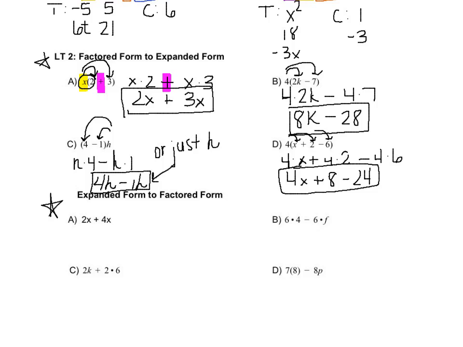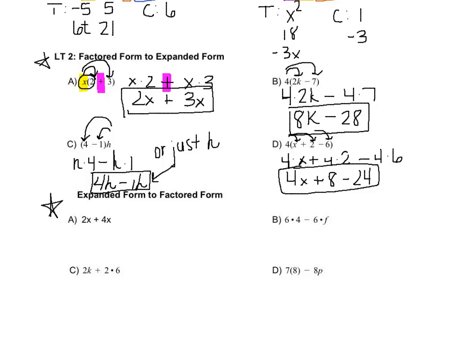All right, so expanded form to factored form. Now we're basically going to go the opposite way, and we're trying to make it as simplified as possible, and we're going to put the parentheses back in. So in order to do this, in each one of these options, you need to look for what it is each term shares. So here we get to do a little bit of review.